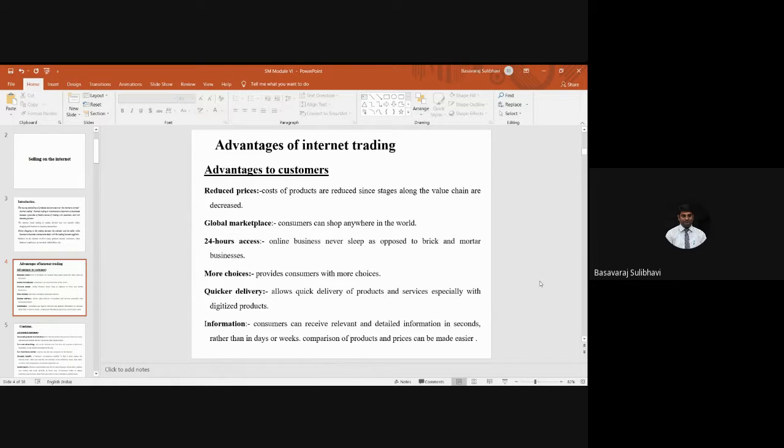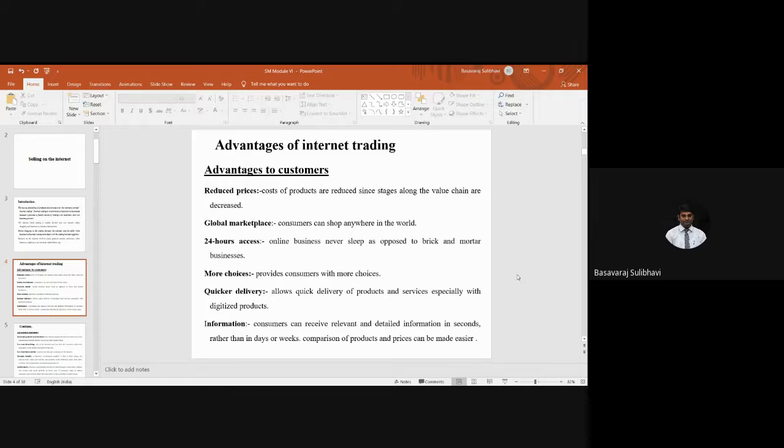Now, when we talk about information, consumers can receive relevant and detailed information in a second, rather than in days or a week. When people without this internet technology used to visit different shops and compare products, getting the information was difficult for them. It was consuming time and cost. Comparison of products and prices can also be made much easier on the internet.